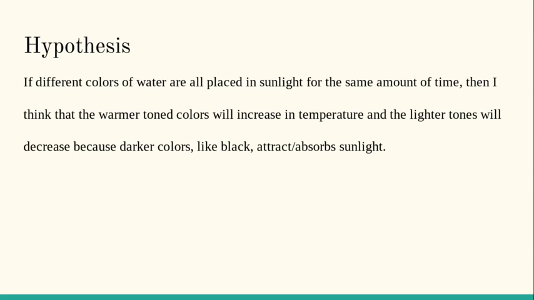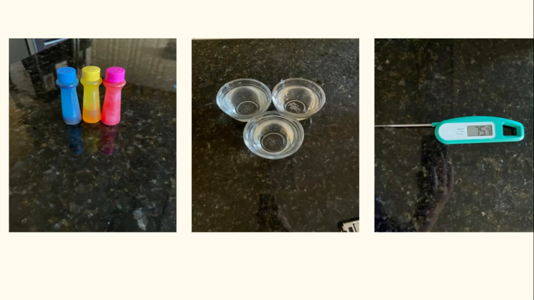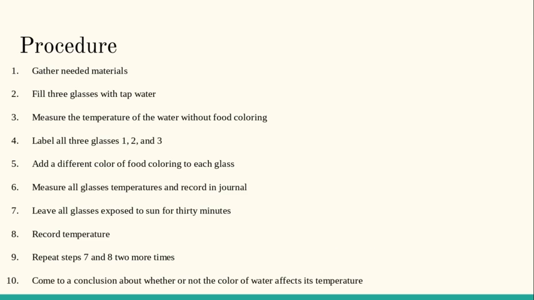Hypothesis. If different colors of water are all placed in sunlight for the same amount of time, then I think that the warmer tone colors would increase in temperature and the lighter tones will decrease because darker colors like black attract/absorb sunlight. Materials: food coloring, thermometer, timer, science journal, and 3 glass containers with tap water. Then these are 3 pictures of my needed materials.